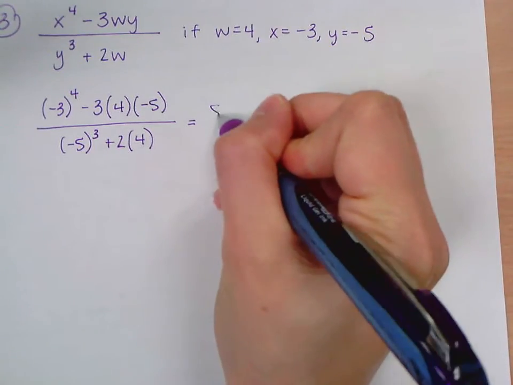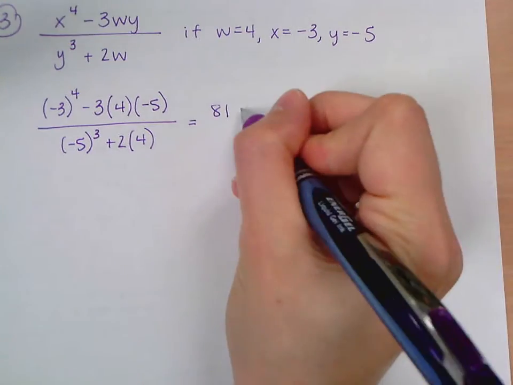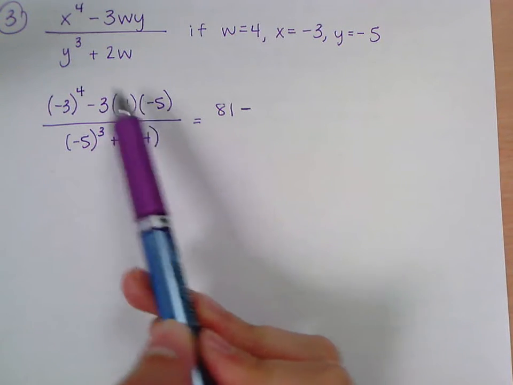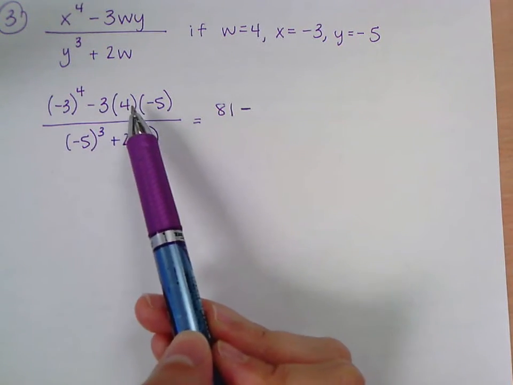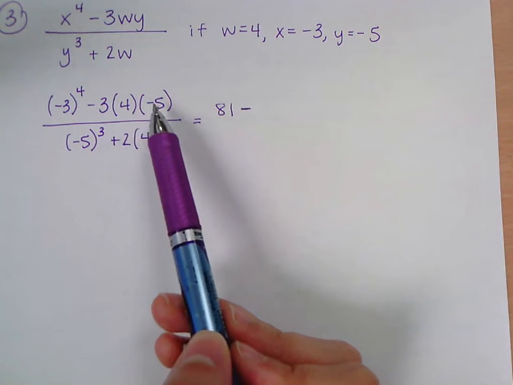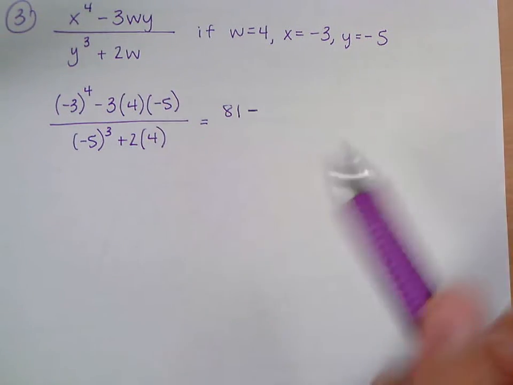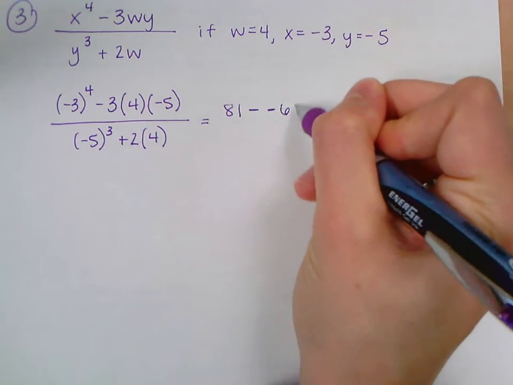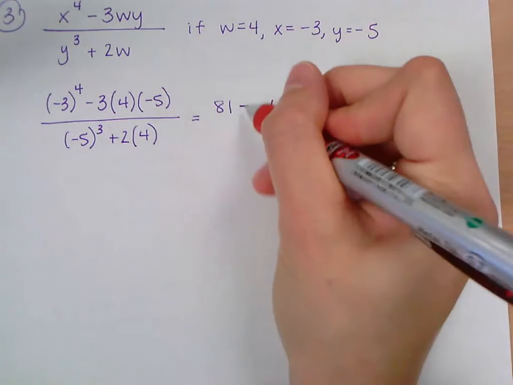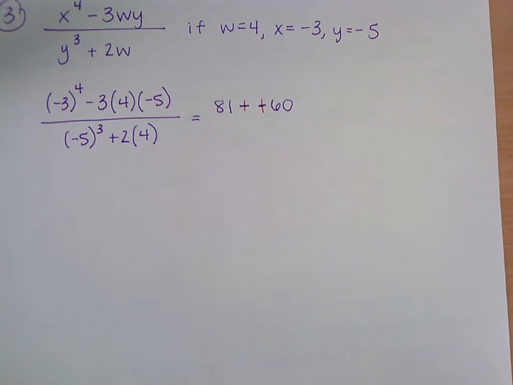81. It is positive. And then I have minus, and I could multiply these just because it's separated from that exponent. So I could do that in the same step. 3 times 4 is 12. 12 times negative 5 is negative 60. So I have 81 minus negative 60. And what happens when you subtract a negative? Turns positive. So it just changes to addition.